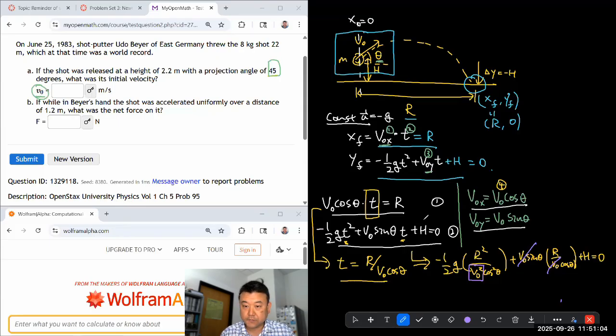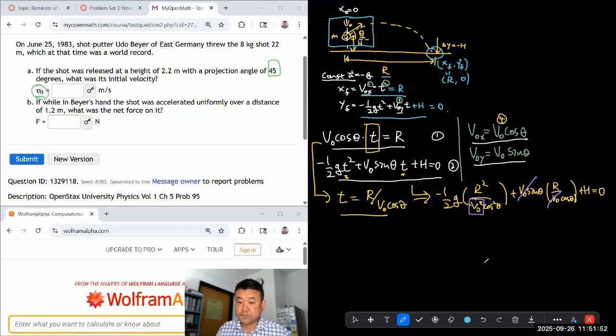Now, do I have enough room? I don't think I have enough room here. So let me do this. I'm going to move some stuff. All right. So let me do that algebra.